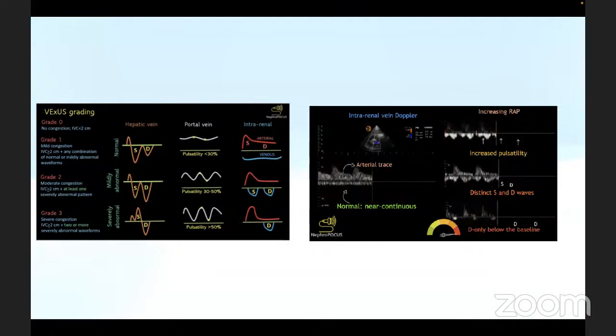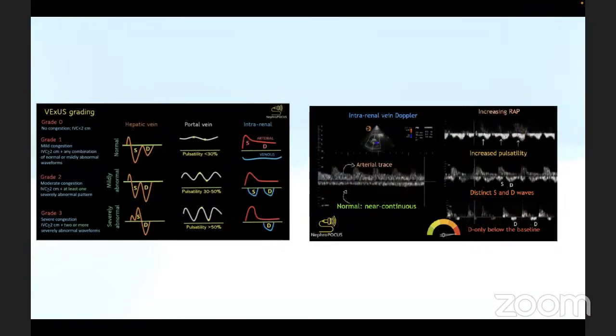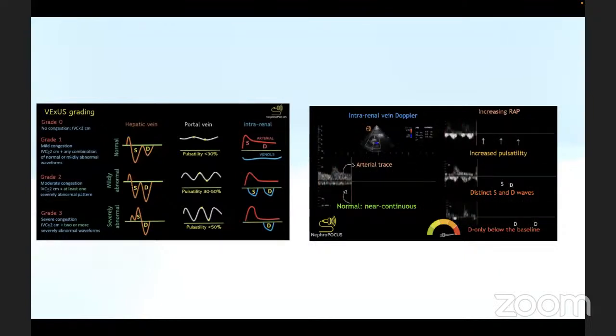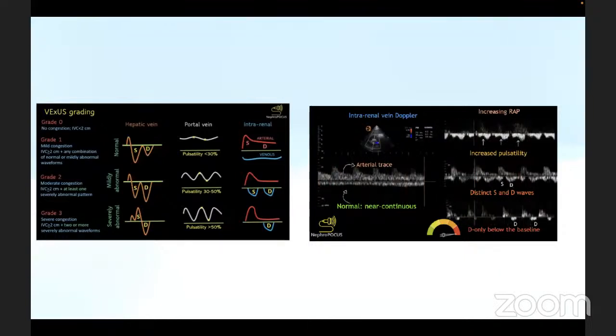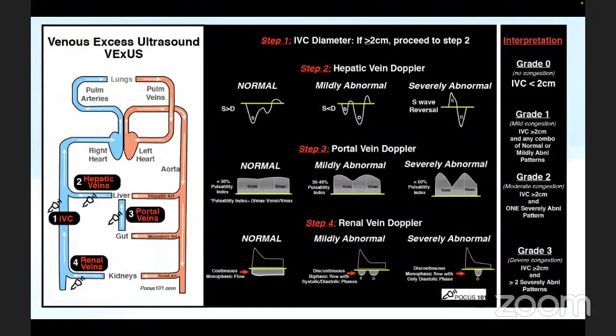As the congestion increases, you will be able to appreciate a systolic wave and a diastolic wave, and as the congestion further increases, you will be able to see only a diastolic wave. Based on this, we can quantify the patient into normal, mildly abnormal, and severely abnormal. So this is the final picture, or go-to picture, which we should keep in our phone or wherever it is accessible. Take a printout or keep it.